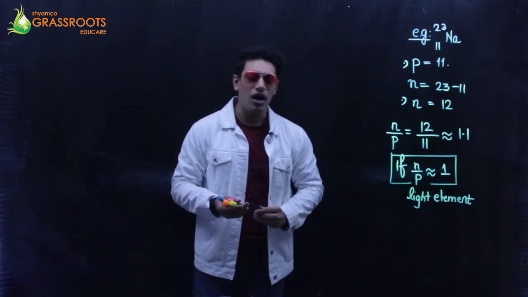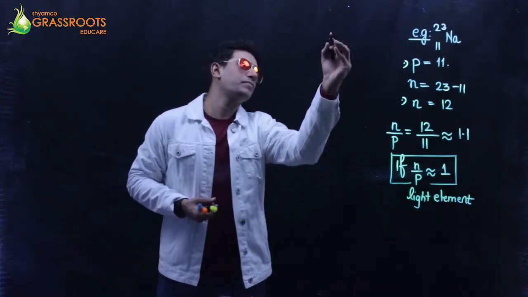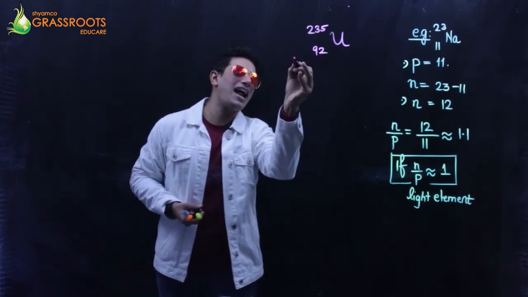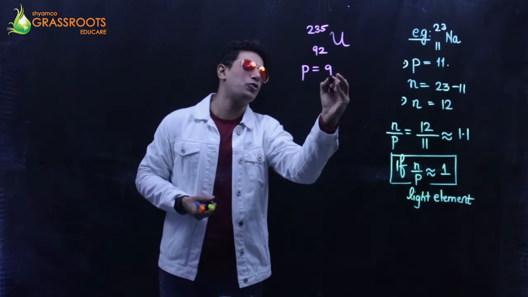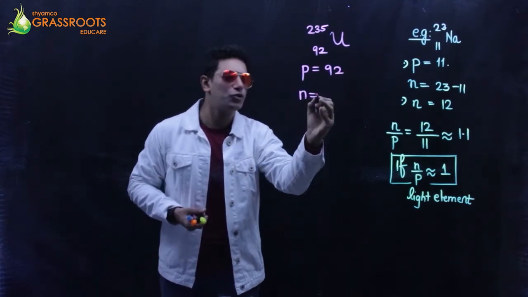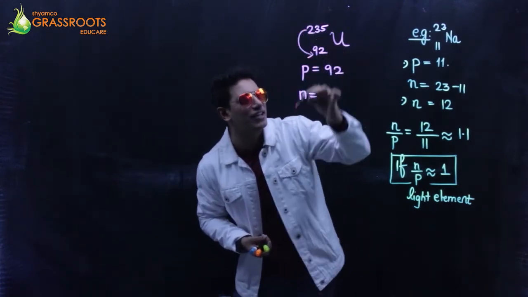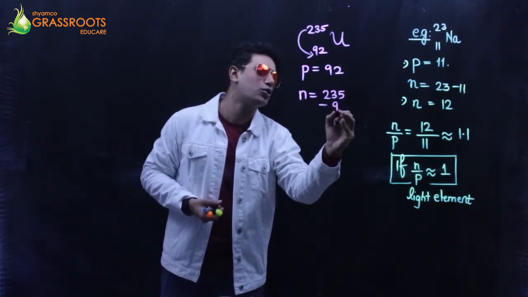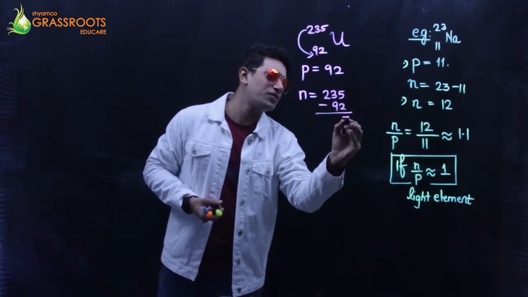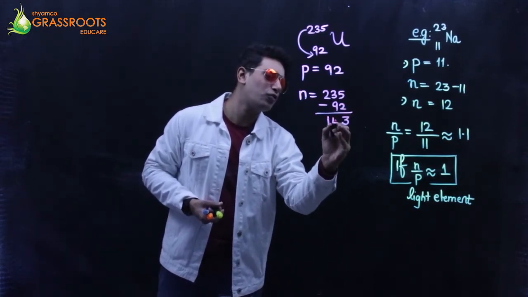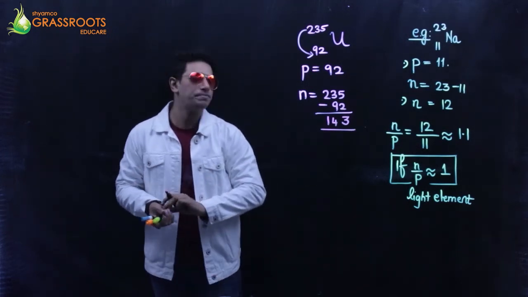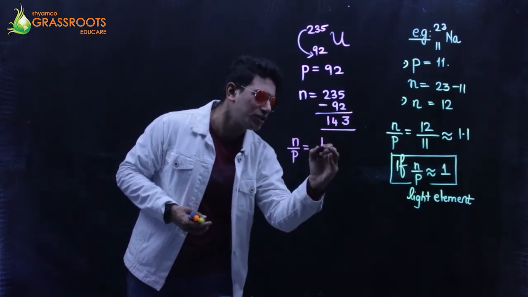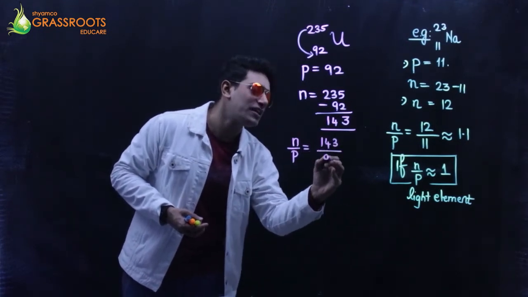If you talk about another example, uranium-235, 92 is the atomic number. So the number of protons is 92, and the number of neutrons you get by subtracting: 235 minus 92, that comes to 143. Now if you take the NP ratio, you just substitute 143 over 92.